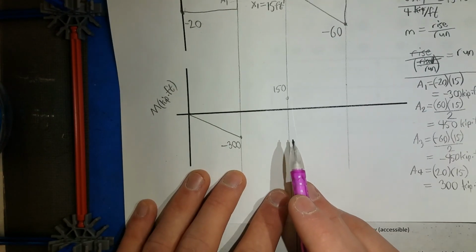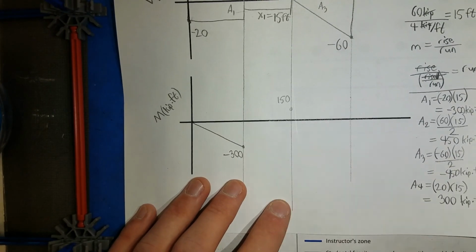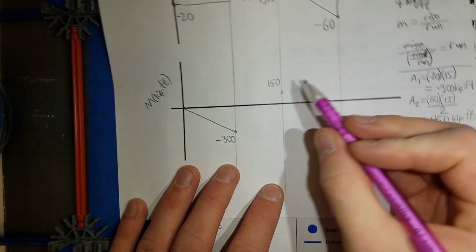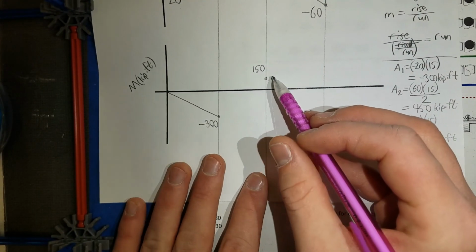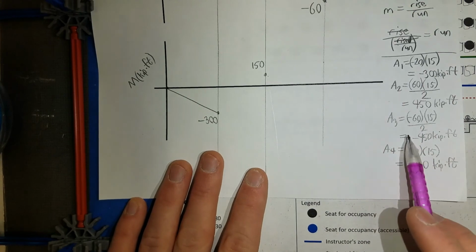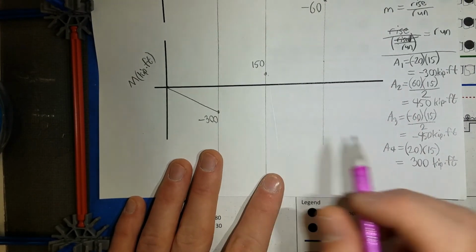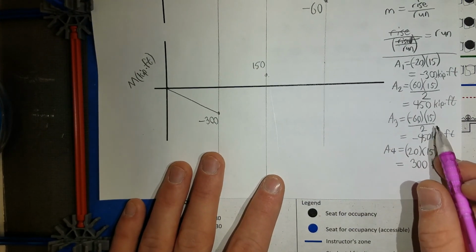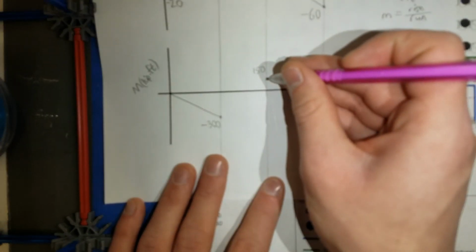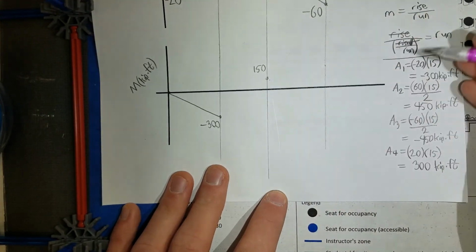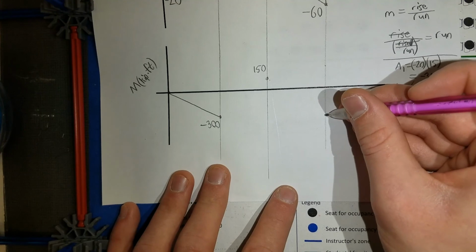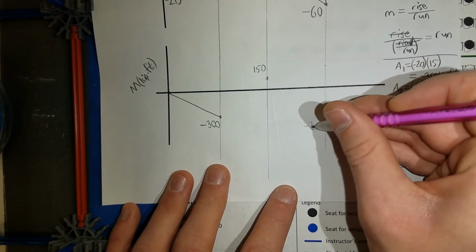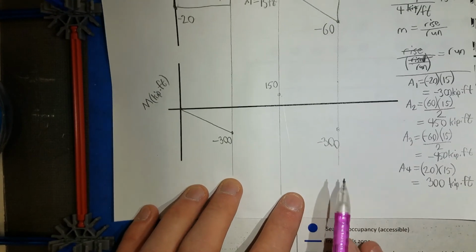And then I won't draw in the line for this section yet, but we know that from this 150 kip feet, A3 right here is going to end up being a negative 450 kip feet. And so when we get that, 150 minus 450 is going to end up being negative 300 again. It's going to go back to where it came from.